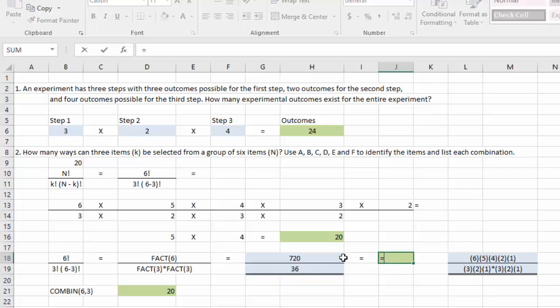We do an equals 720 divided by 36, and now we have 20 different combinations. Are you seeing a pattern here? We have 5 times 4 equals 20. Those are the combinations. We have them using the factorial range, which equals 20.